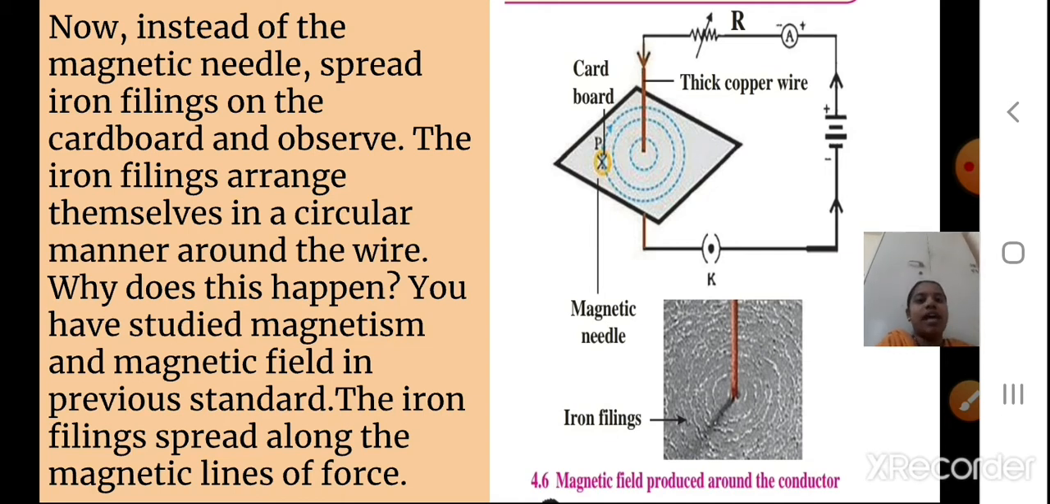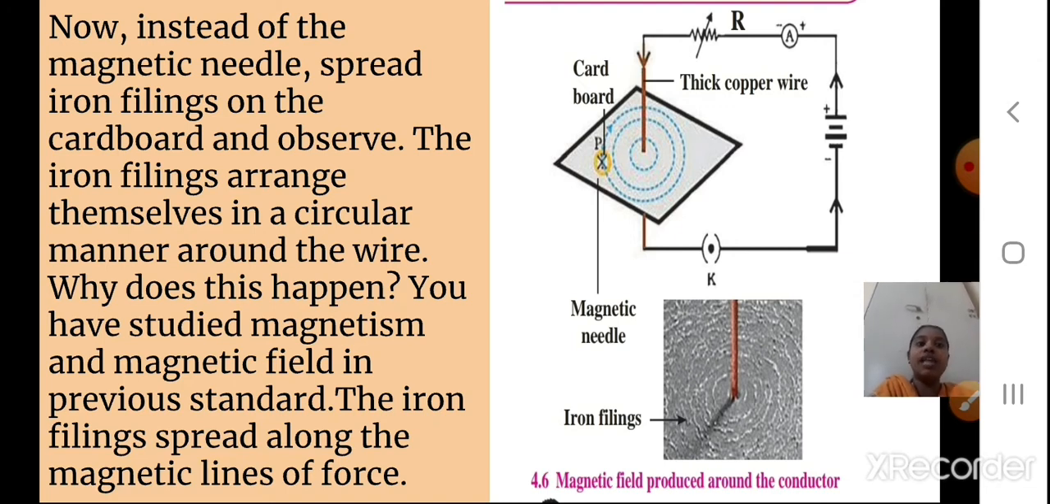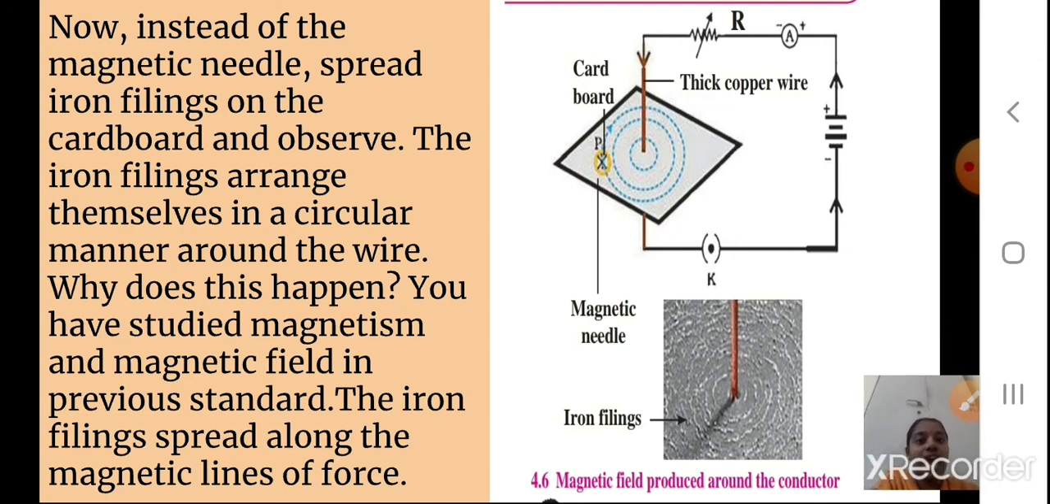Now why does this happen? You have studied magnetism. Yes, students, have you studied magnetism and magnetic field in previous standard? Of course, yes. The iron filings spread along the magnetic lines of force. You remember magnetic lines of force? How are they? They are in circular manner. Yes, you have studied in your previous standards that these magnetic lines of force form circles. So here iron filings will also form a circle around that.